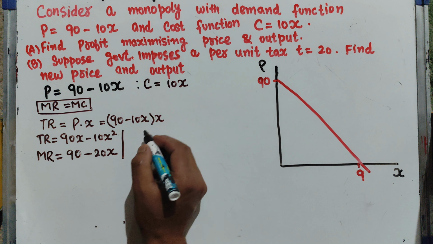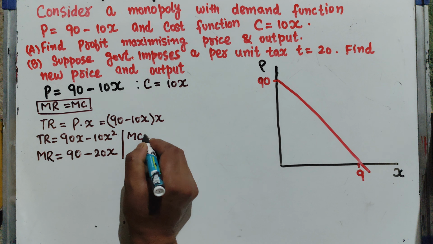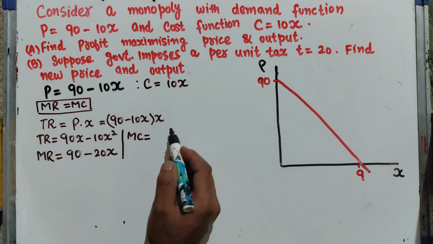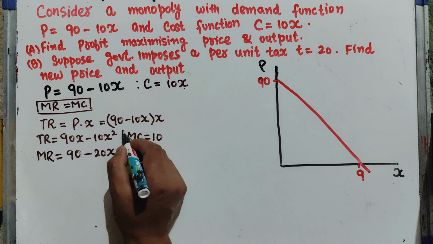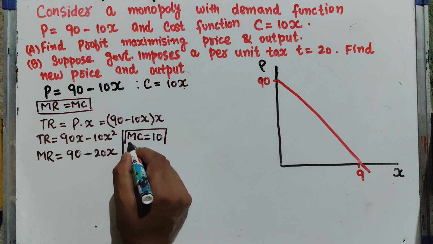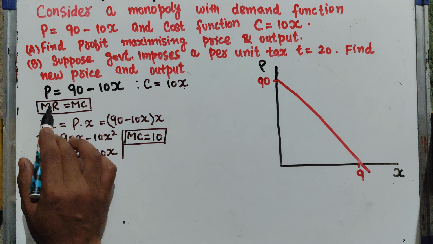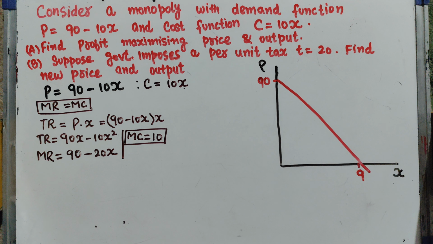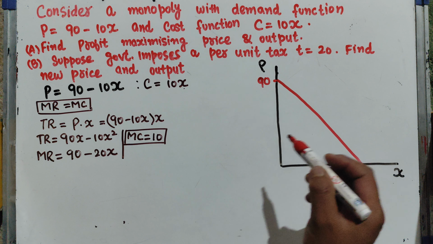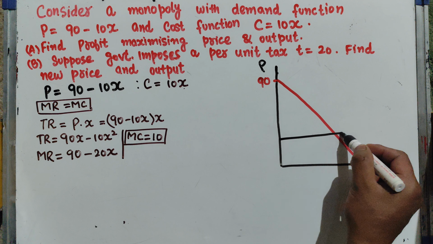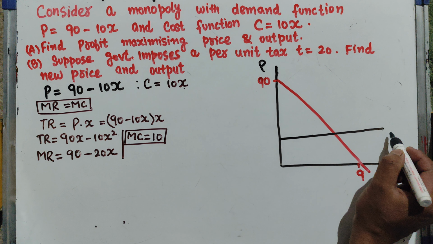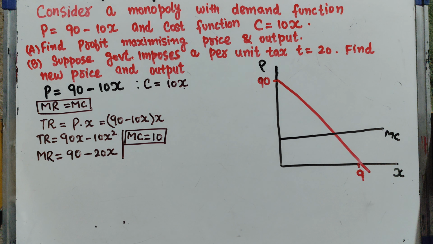Likewise, we need to find out the marginal cost. Marginal cost is simply the derivative of cost function with respect to x. Derivative of x in this term is 1, so we are left with 10. Okay, so for profit maximization, we equate marginal revenue with marginal cost. And what will be the marginal cost is equal to 10? Let us draw it on this diagram. So let us suppose this is our marginal cost. Okay, MC before the imposition of tax.